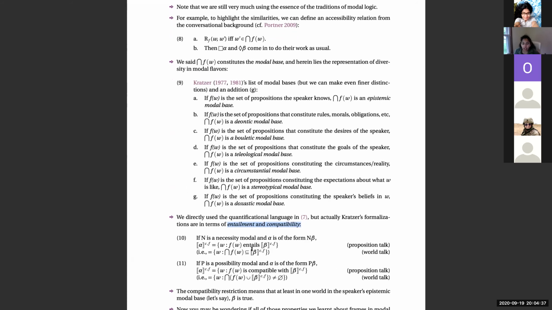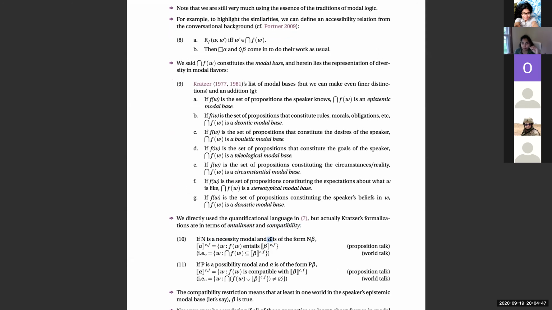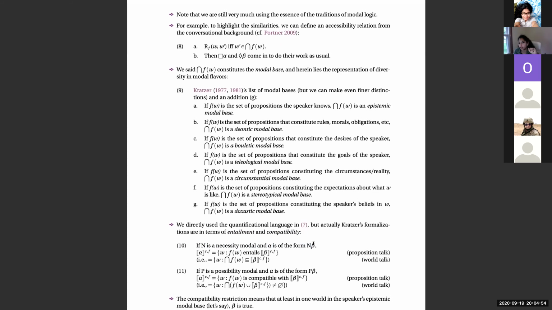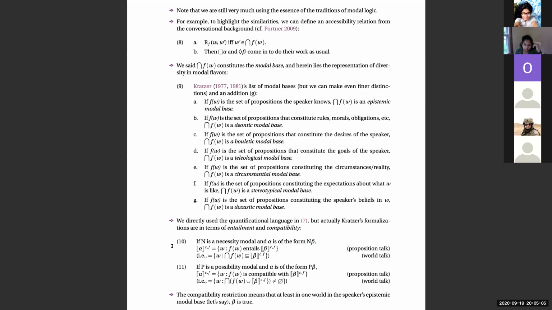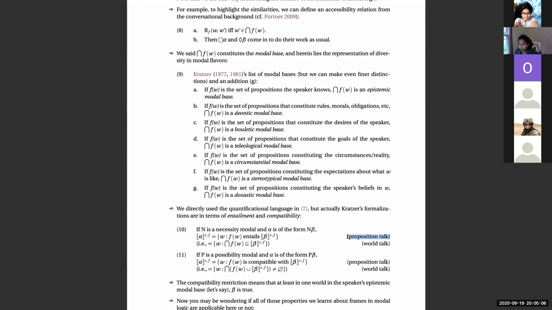So how does that work? The idea is if you're dealing with a necessity modal, and let's say alpha is the whole thing for the modal and the thing in the scope of the modal, the proposition in the scope of the modal, is beta. Together, the meaning of, let's say, a must and a proposition, you must do this work, is something like this. You can write it in propositional talk or you can write it in world talk. Propositional talk means this set: give me a set of worlds where my set of whatever rules, knowledge, whatever entails that proposition.